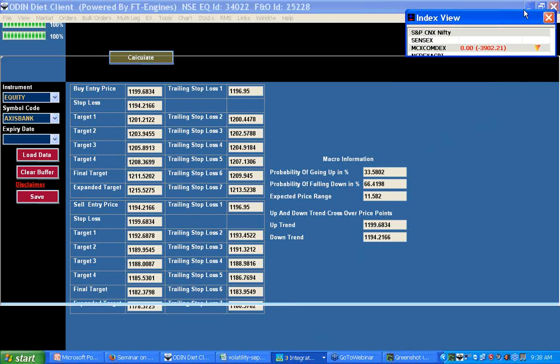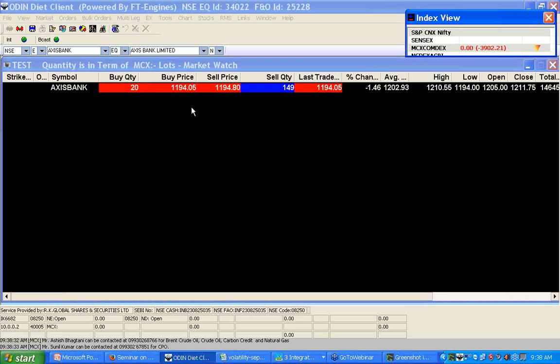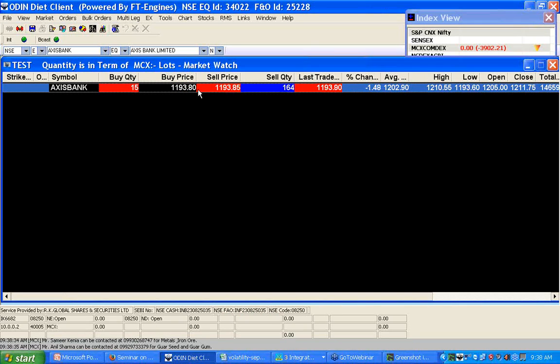So let us break that level. Any one breakout it has to come. So 94 level has come. We can think of selling now. Our stop loss is 1200. We have got a chance to sell Axis Bank equity.